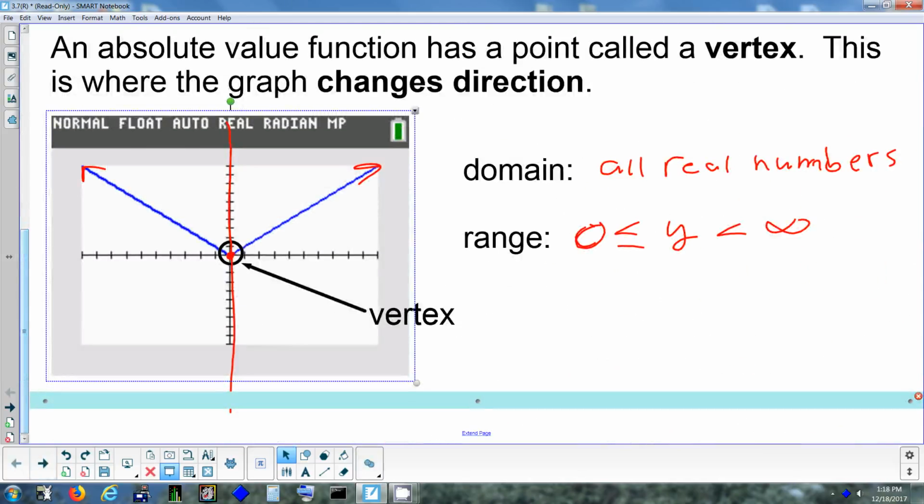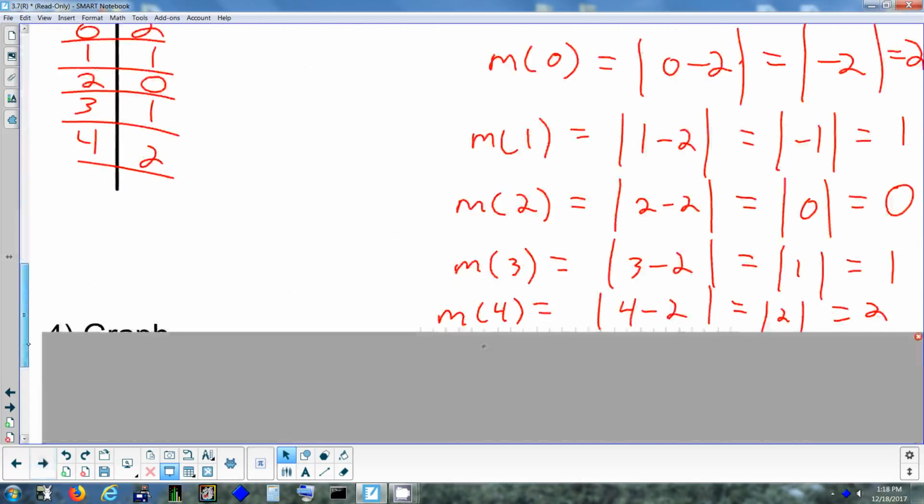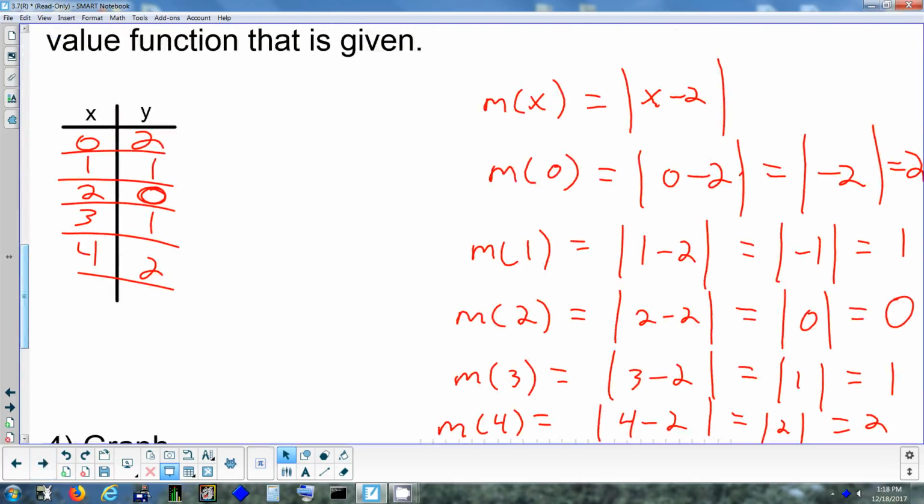It's 1, 2, 3, 4, and then it was 2, 1, 0, 2, 1. Look at your y values. You started with a 0 in the middle. You have a 1 on each side of it. Then you have a 2 and a 2. That's always going to happen if you set your table up the way we did.